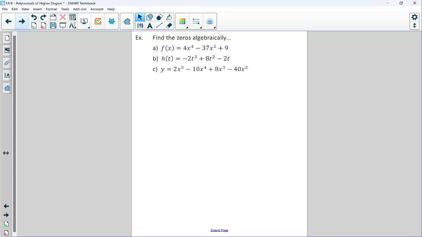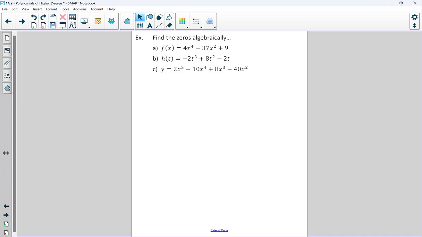I want you to find the zeros algebraically. Pay attention to the word algebraically. If I ask you on a test to solve something algebraically and you just write down x equals the answer, you get no points for that solution because the directions clearly said algebraically. If you just write down answers, I have no idea what technique you used. I cannot confirm whether or not you followed the directions, so you get no points. Make sure you show the work that supports your answer.